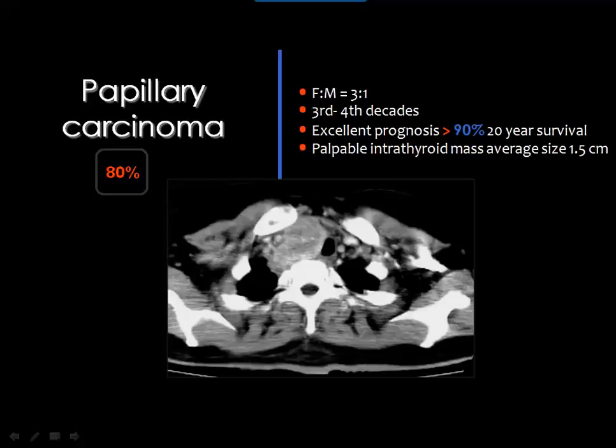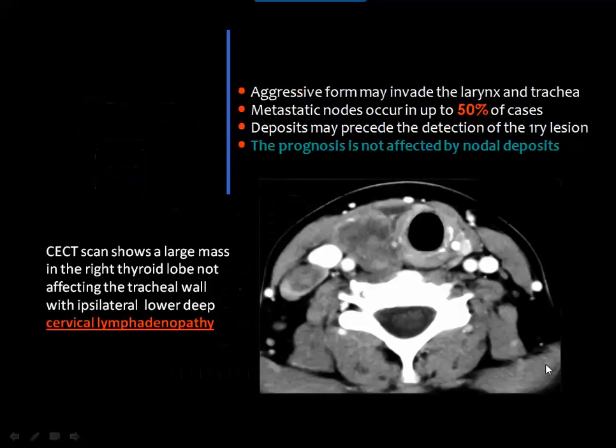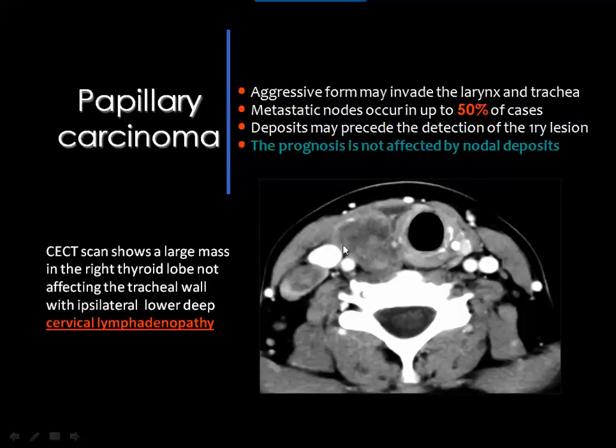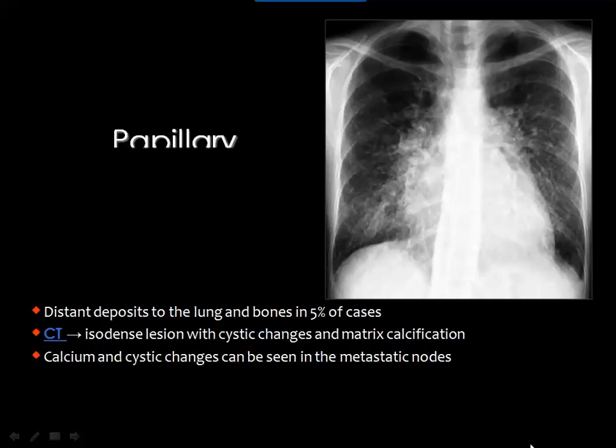The papillary carcinoma is 3 times more common in females than males, and this is the age incidence in the 3rd and 4th decades of life. It has an excellent prognosis, even in the presence of lymph node metastasis, reaching about 90% for 20-year survival rate. And here you see that there is a mass in the right thyroid lobe with metastatic node in the lower deep cervical region. And you should know that metastatic nodes occur in about 50% of the cases, and the prognosis is not affected by the nodal deposits.